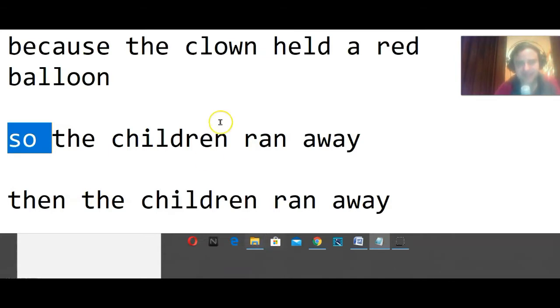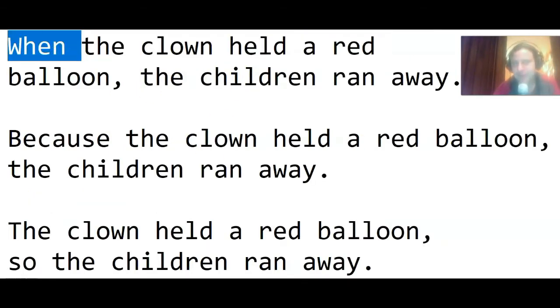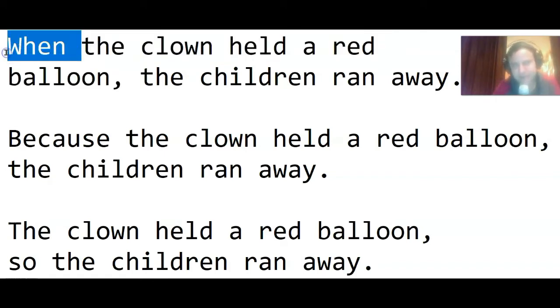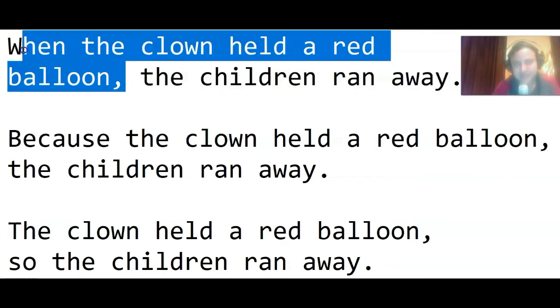And same with then. When the clown held a red balloon, okay, notice the when. The when is another dependent clause word, because if we just had the sentence, the clown held a red balloon, it is independent. It can stand alone. But when we add the when before it, suddenly that implies that there is another part, another clause which must be added to make this clause complete.